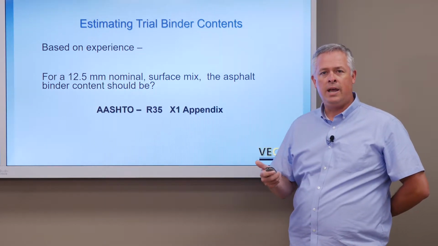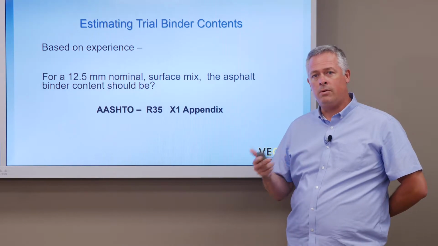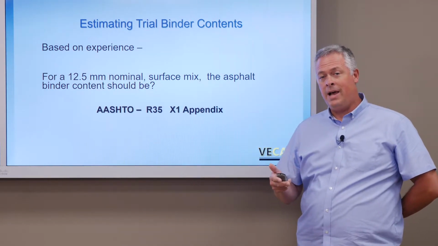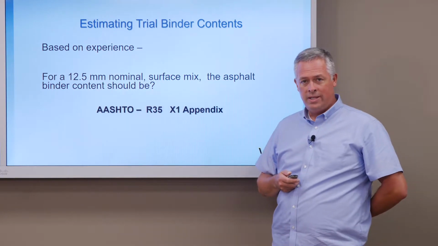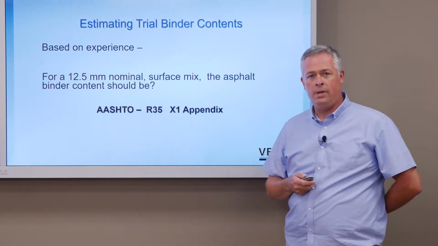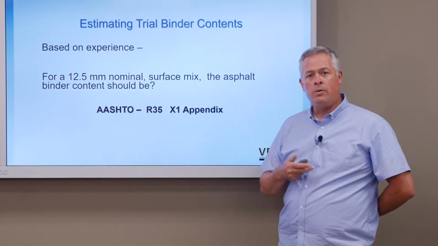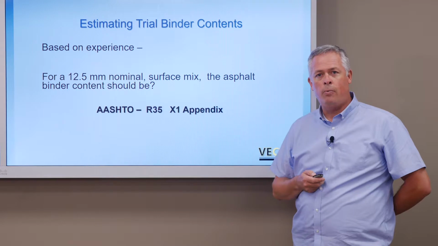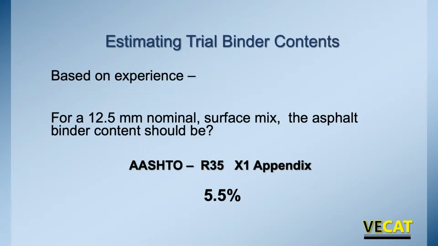It takes into account the materials that you're using, the absorption of those materials, the gravity of those materials, and will actually give you a mathematical formula to calculate what the estimated asphalt content would be. I would highly recommend just going on experience, basing it on speaking to others and finding out what a typical asphalt content is for that mix. In this case, we're going to use 5.5% for this 12.5 millimeter mix.